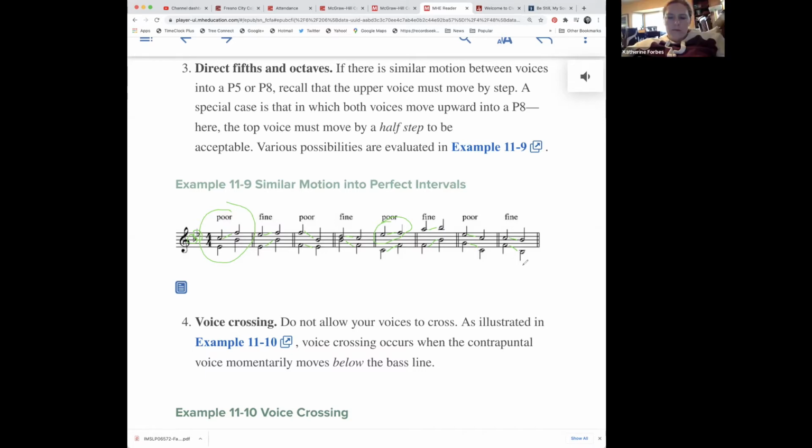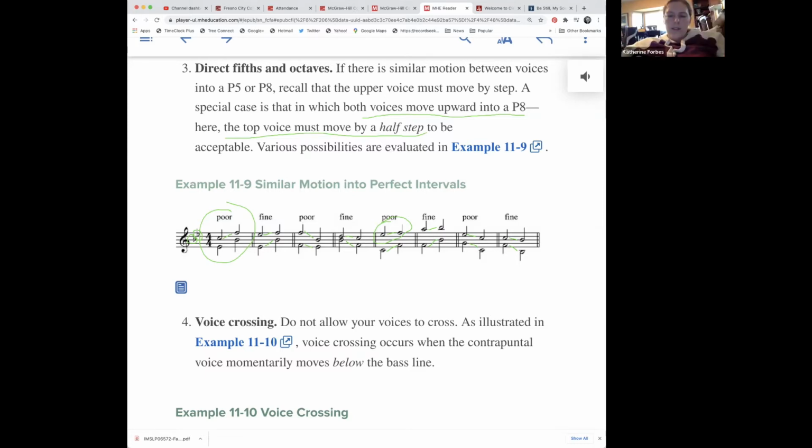Are we okay with example 11-9? I'm sorry, did you say when you move down you can move by a whole step, even into an octave? Yeah, but when you move upward to an octave, the top voice has to move by a half step. Okay. C to B flat because of the B flat key signature. Got it.